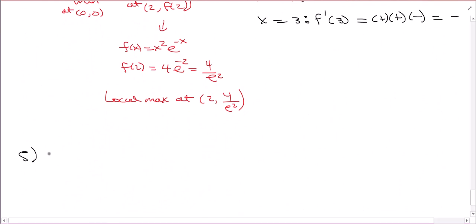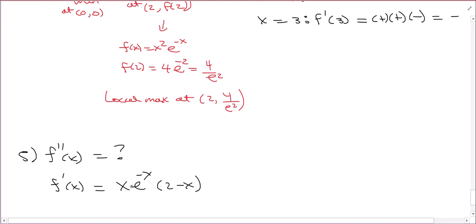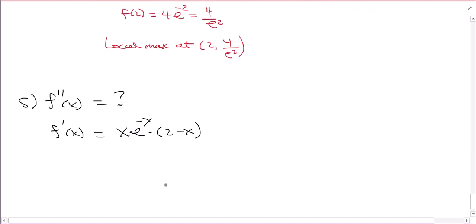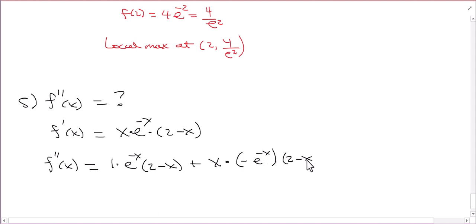So f double prime of x, we need to find it. So let's write what our derivative was. Our first derivative was x, e to the minus x, and 2 minus x. So I have 3 functions being multiplied, so there's a triple product rule for the second derivative. So then it's going to be the derivative of the first, which is 1, times the second left alone times the third left alone, plus the first times the derivative of the second times the third left alone, plus the first left alone, the second left alone, times the derivative of the third, which is -1.